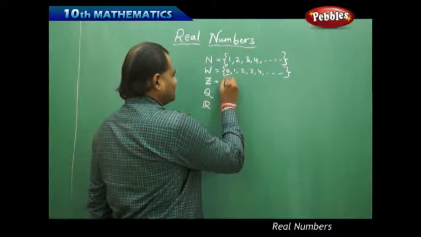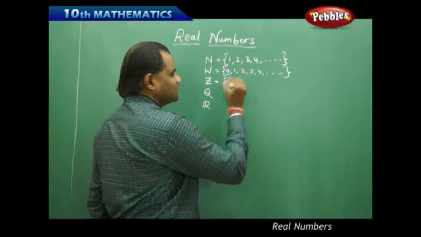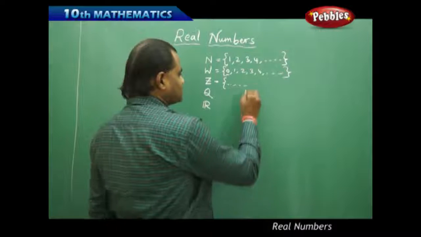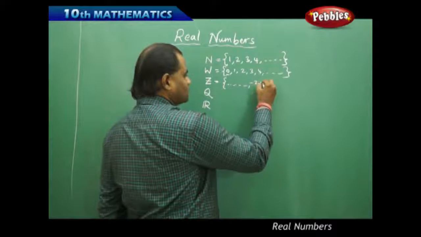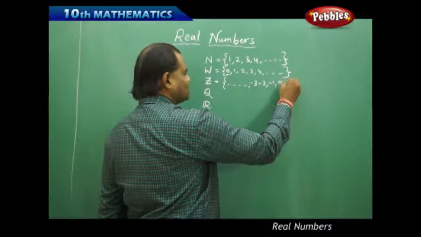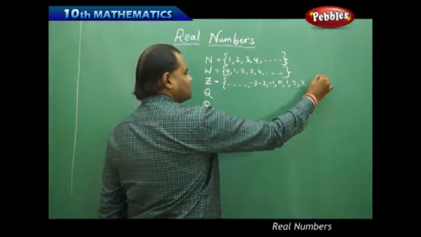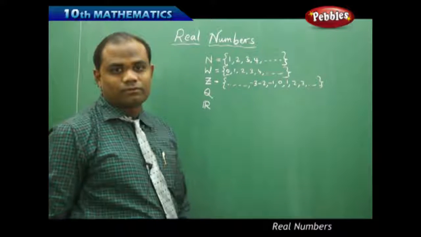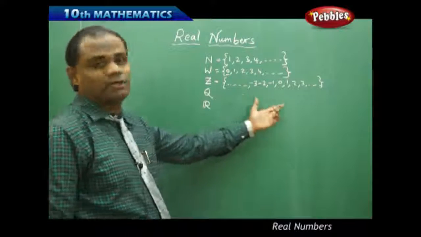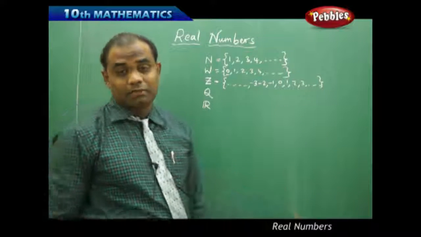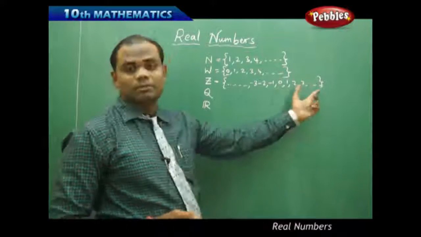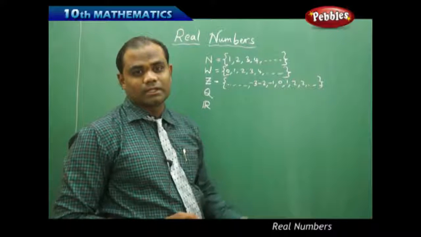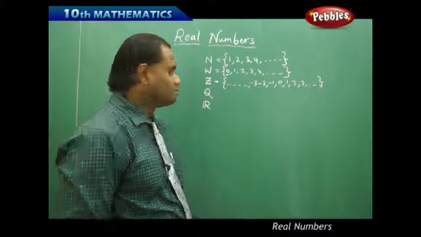Next, I have the integers which start from negative infinity and accept all the negative numbers in the form -3, -2, -1, 0, 1, 2 and 3 and so on. So these are the types of numbers which are called integers. Integers have both negative and positive numbers, including 0, which is neither positive nor negative.